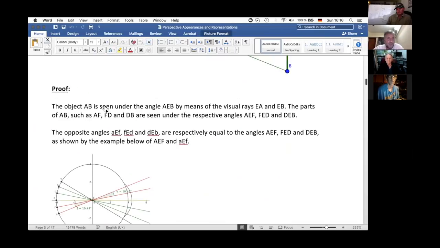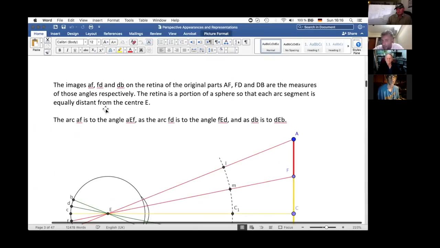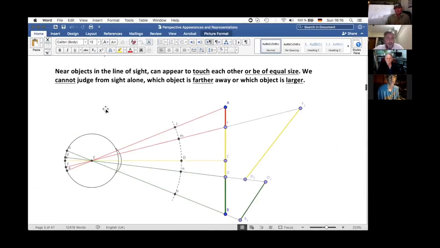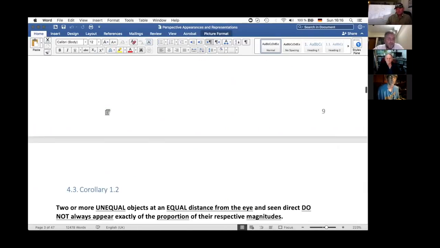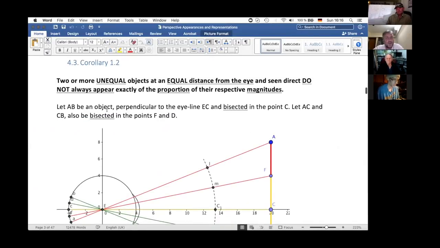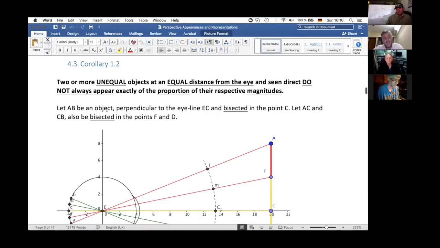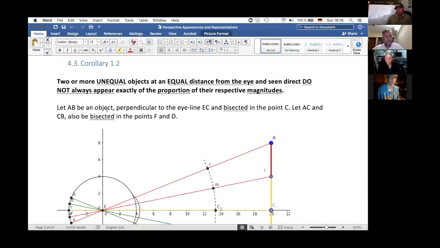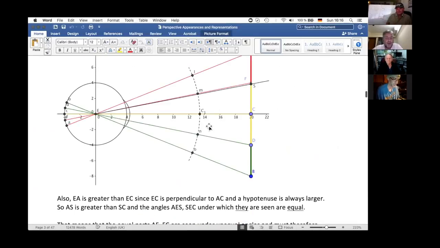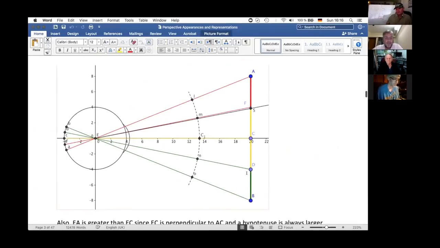I've got geometrical proofs in here. I went through all the diagrams, did all the proofs, and also show certain things that people take for granted but shouldn't. It's not as simple as saying, if something's twice as far away, then it's going to be half the size. That's what ballers tell us, right? But it's actually a lot more complicated than that, depending on the situation of your eye and how the object is.